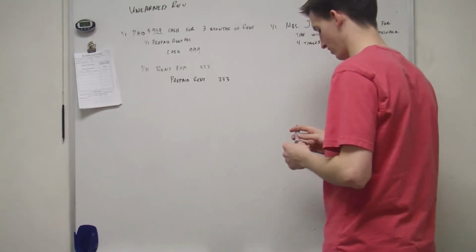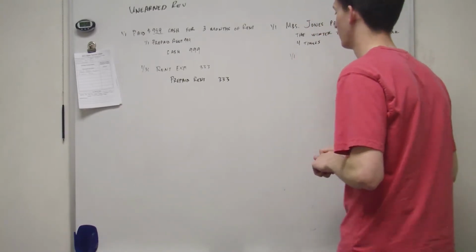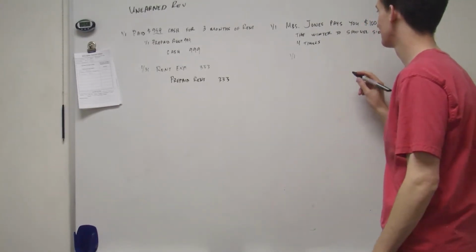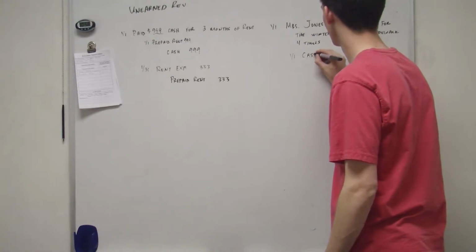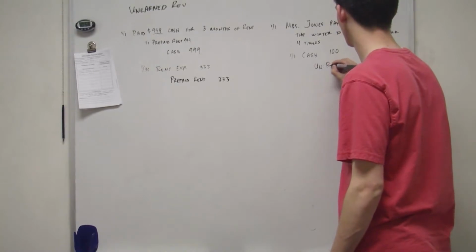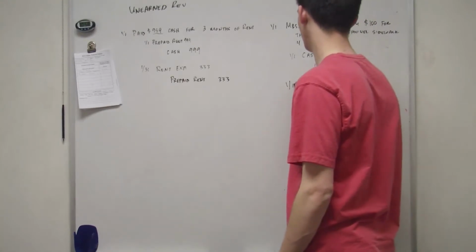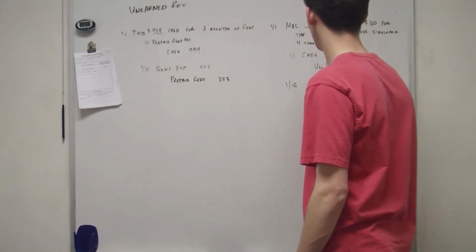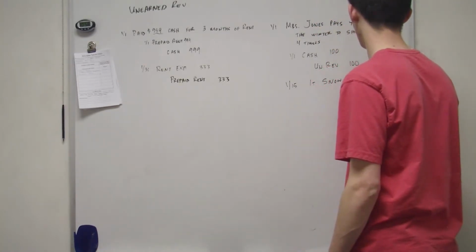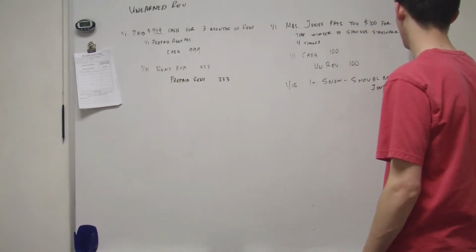Okay, what's your journal entry on the 1st? You would debit your cash for 100 and your unearned revenue account you would credit for 100. Now let's say on January 15th, it snows. You shovel Mrs. Jones' sidewalk.